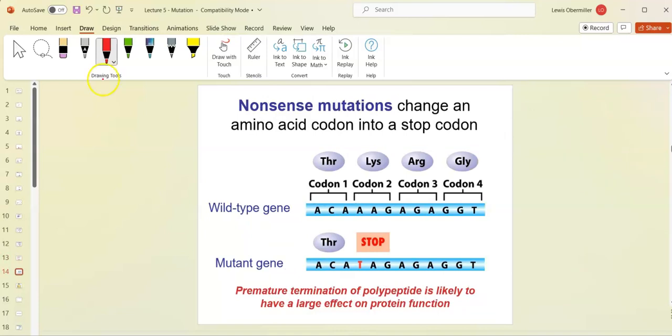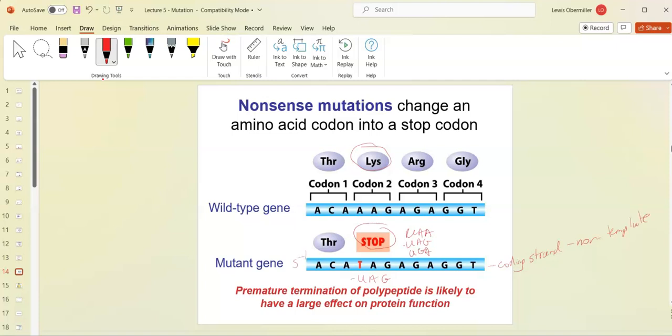So a nonsense mutation is a mutation that turns a regular amino acid into a stop codon. Remember, these are UAA, UAG, UGA. So this would be UAG. This is the coding strand, which is also the non-template. So this would be the RNA, right?